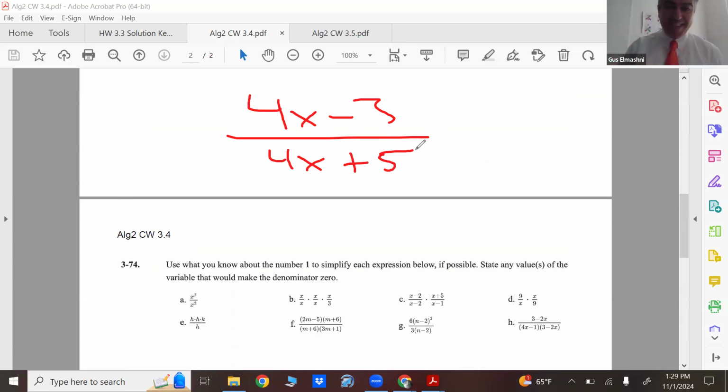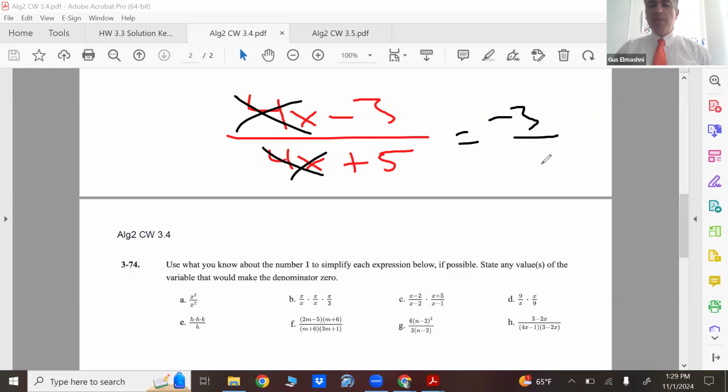Good. I'm glad you said that. And here's the reason why. It is what it is. You can't do anything about it. It's stuck. You're stuck with that. Because here's a problem. If you cross those off, then you get -3/5, right? But the problem is that when you cross stuff off, that's like division. But the 4x is being subtracted by 3, and the 4x is being added to 5.